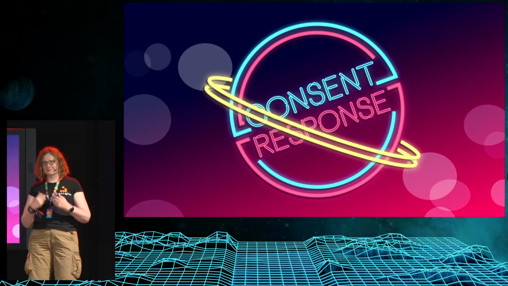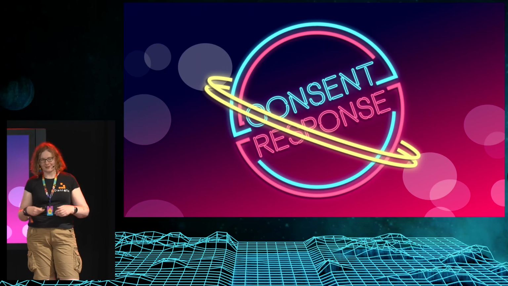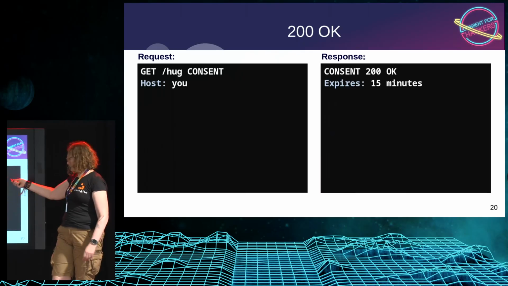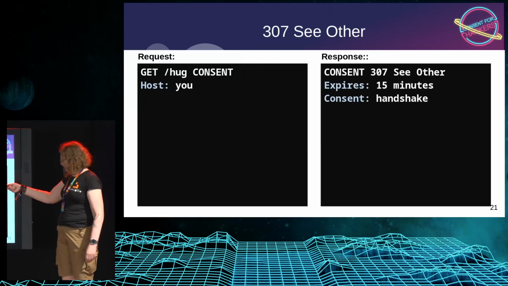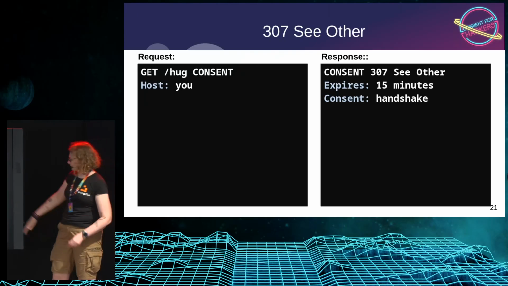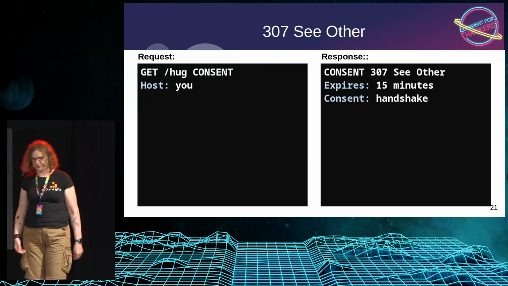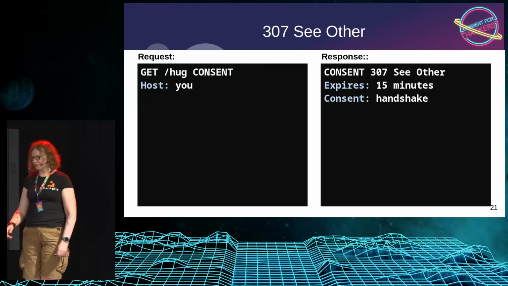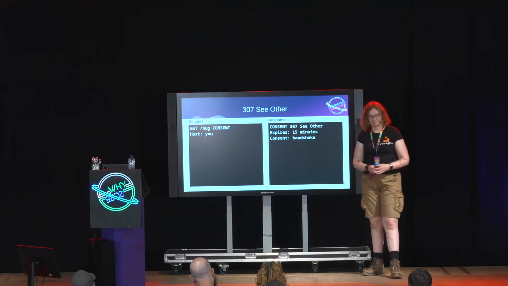Now we're going to come to the responses. And this is where my original idea for this talk came from. I want to talk about consent based on the HTTP protocol. GET, hug, consent, 200 OK. We've seen that one. But you can also see GET, hug, consent, 307, See Other. And when you get See Other, you get a different option in the headers. So GET, hug, consent, hug, and you say handshake. 307, See Other. Or you can make this a fist bump. You can either offer a fist bump or a handshake or a wave.